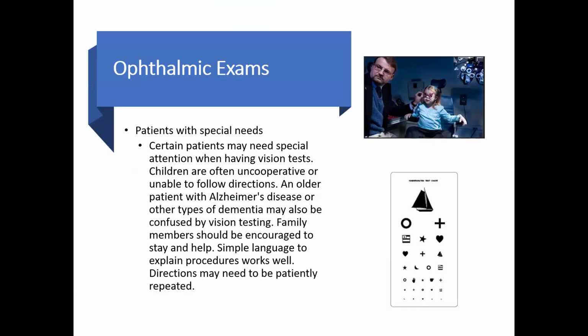Patients with special needs. Certain patients may need special attention when having vision tests done. Sometimes kids are difficult to comply, and it's not because they don't want to comply, it's just they don't understand what they're doing and why they're doing it. Some patients with Alzheimer's disease or dementia, or if they're confused, may have difficulty with this. Your goal is that you want to use simple language to explain the procedure, give directions frequently if needed, or repeat them if needed. Have family members try to help if possible.